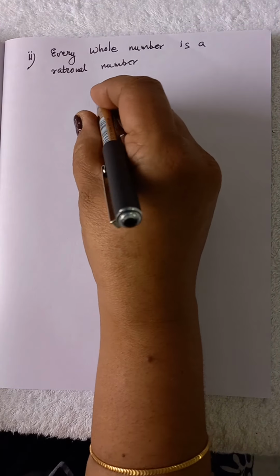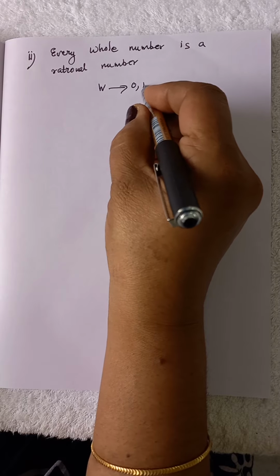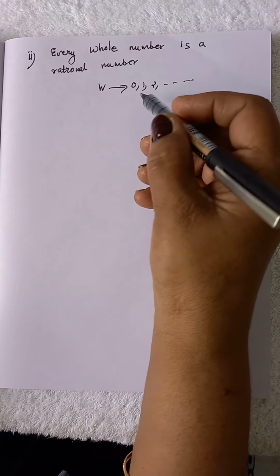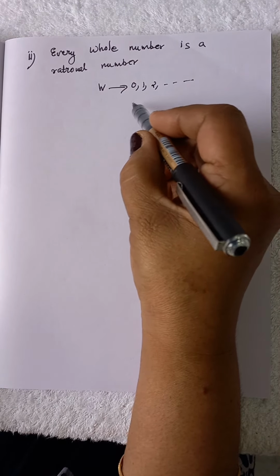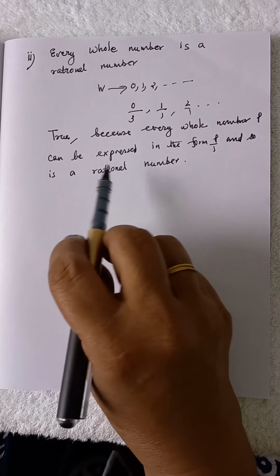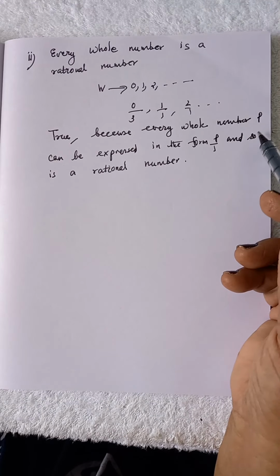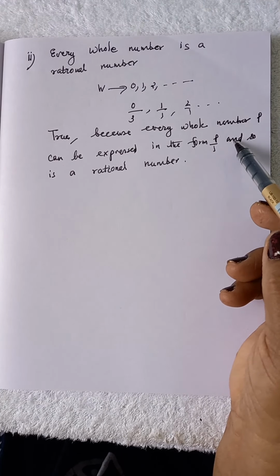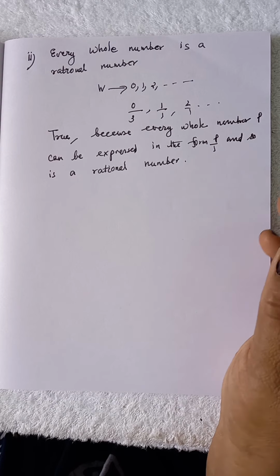Second statement is, every whole number is a rational number. Whole numbers starting from 0, 1, 2, 3 etc. can be represented as a rational number, like 0 by 3. So we can write the answer as true because every whole number P can be expressed in the form P by 1 and so is a rational number.